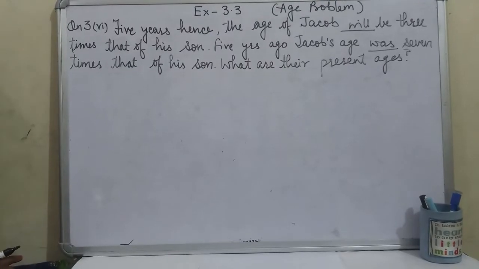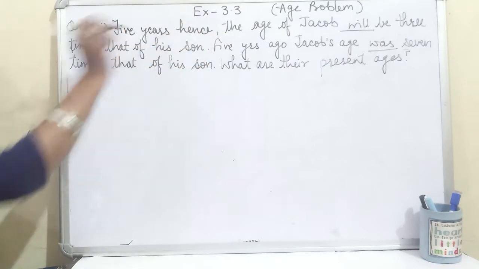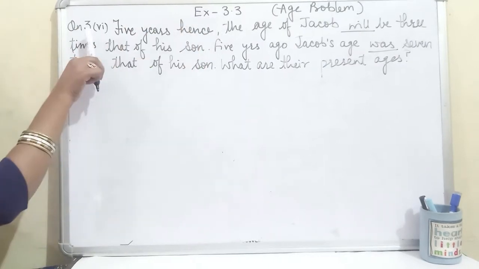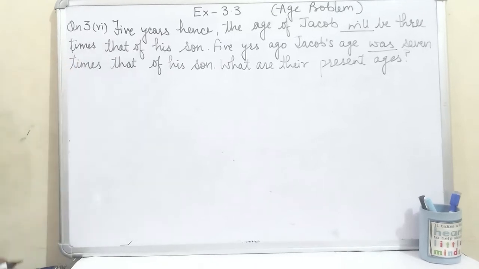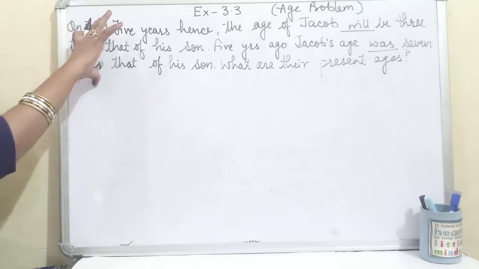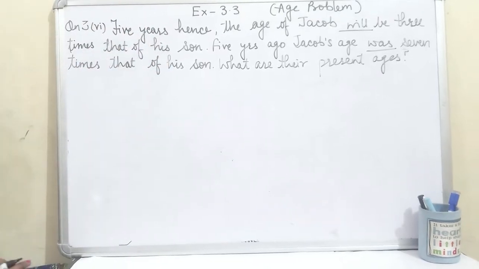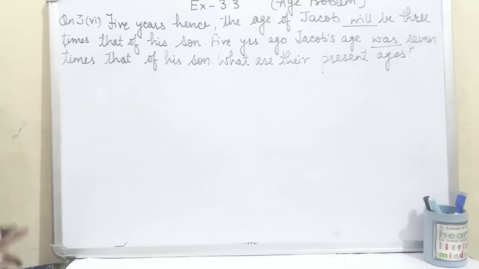Okay, now we'll do the next one, age problem. So I'm taking here exercise 3.3, question number 3 and part number 6. Let us see what is in the question. This question is related to the age. So how we have to tackle this kind of word problems, I will tell you today that.